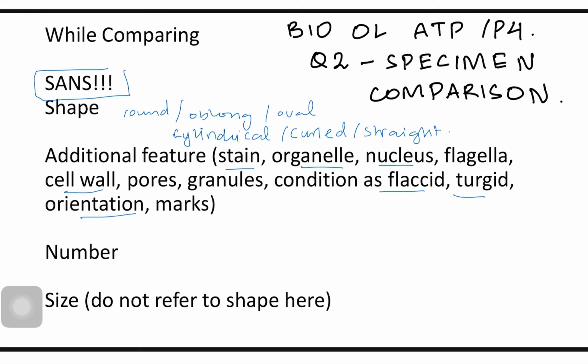Then you can comment on number. You can see more in specimen A or less in specimen B and vice versa. The fourth is size. People often confuse it with shape, which is not true. Size means is it comparatively larger or smaller, and that's it. This is what you do in size, but in shape you have multiple answers.